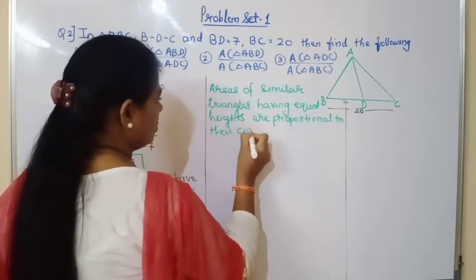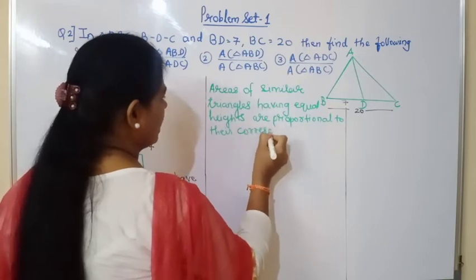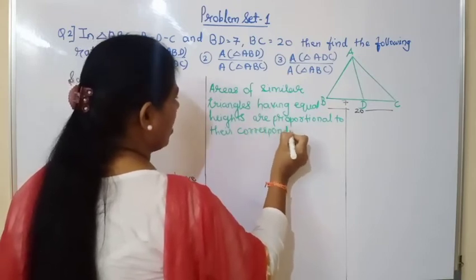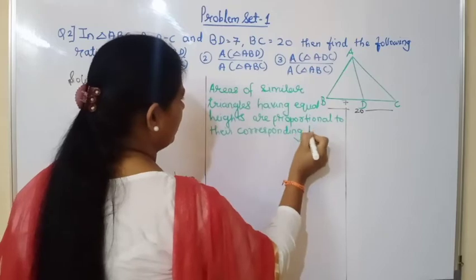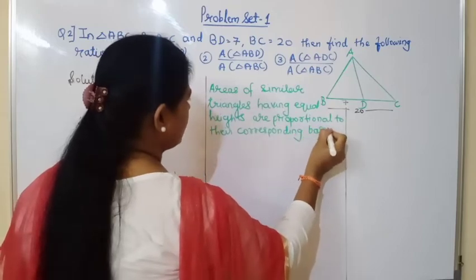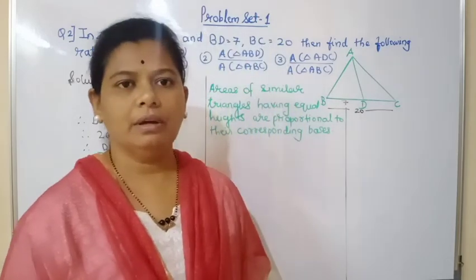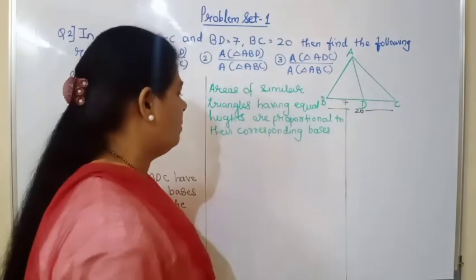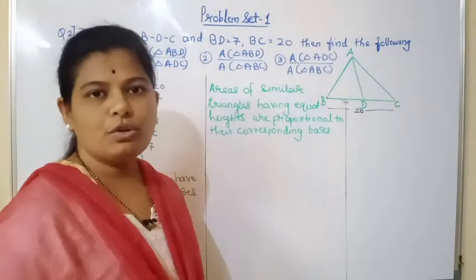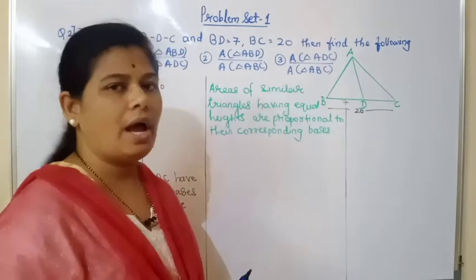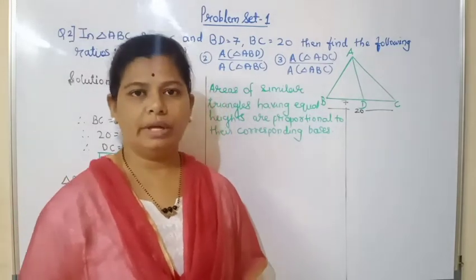Now as all of you know, the heights are the same. So when the heights are the same, at that time we take the bases. So what will be here now: the areas of triangles with equal heights are proportional to their bases.